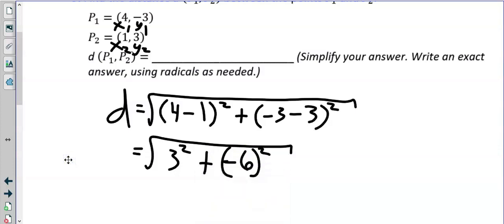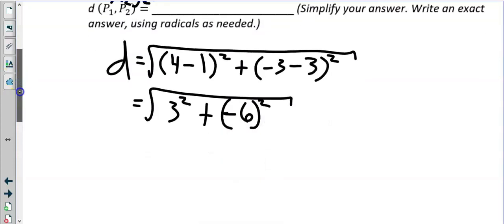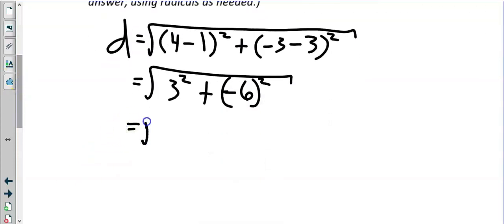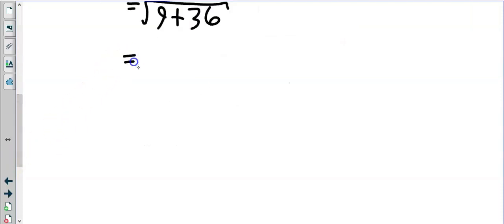Any questions so far? Now you take care of the squaring. Once we square, there are no more negative numbers, because distance always works out to be a positive number, no matter what. So what's 3 squared? 9. Plus, what's negative 6 squared? 36. Positive 36, no matter what that calculator tells you. And then 9 plus 36? 45.